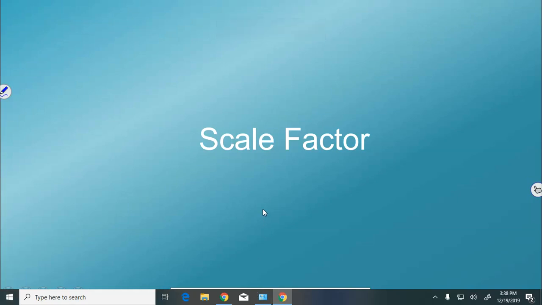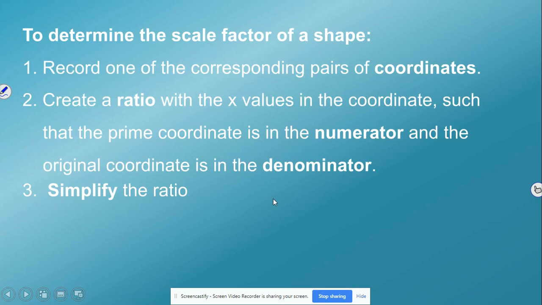So yesterday we worked on dilations, and today we're going to work on finding the scale factor of an image that's been dilated. To determine the scale factor of a shape, record one of the corresponding pairs of the coordinates. Create a ratio with the x values in the coordinate such that the prime coordinate is in the numerator and the original coordinate is in the denominator. And then third, simplify the ratio.